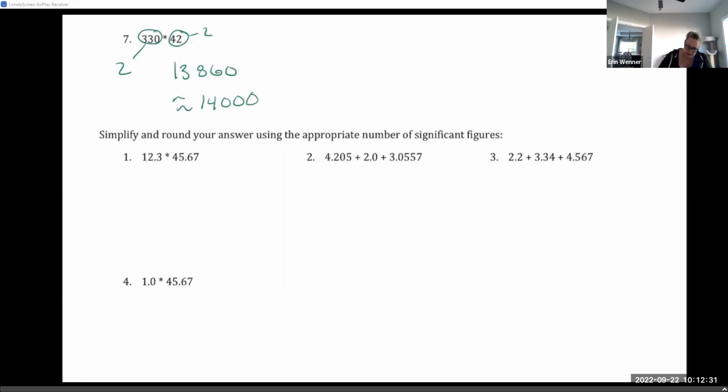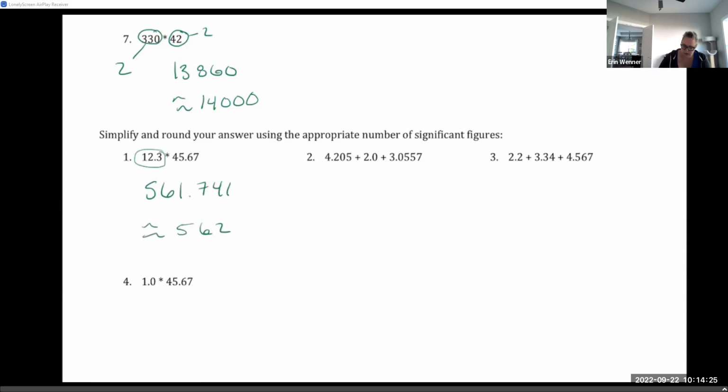So again, we're going to keep practicing these. Go ahead and multiply number 1, and round your answer off to the appropriate number of significant digits. So if we multiply these together, 12.3 times 45.67, we end up with 561.741. Again, the least number of significant digits is going to be 3. Therefore, we have approximately 562 as our answer.